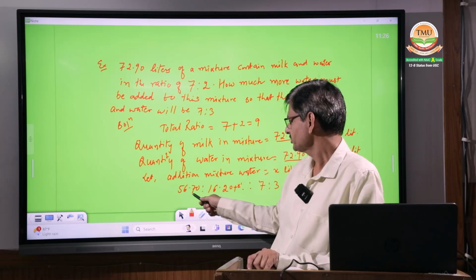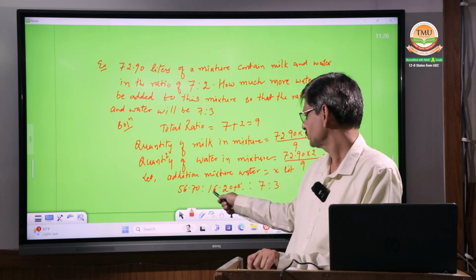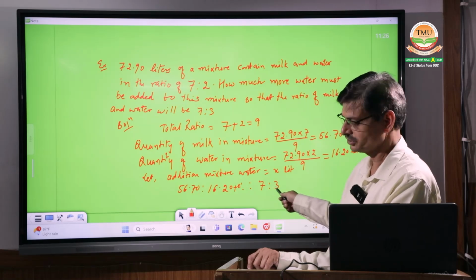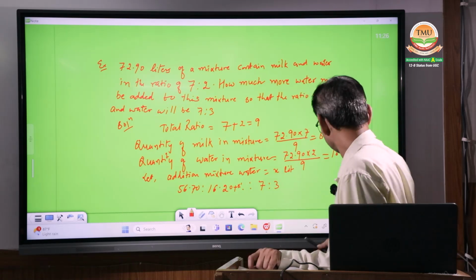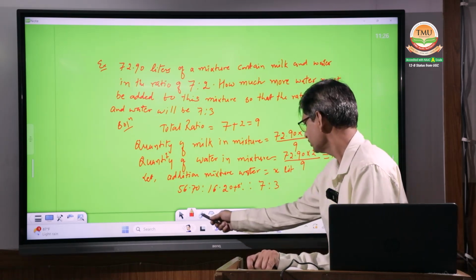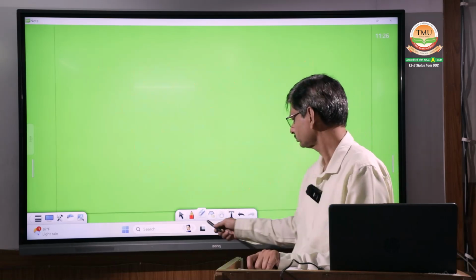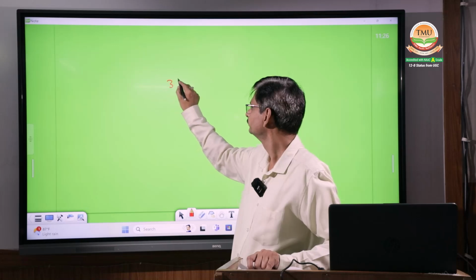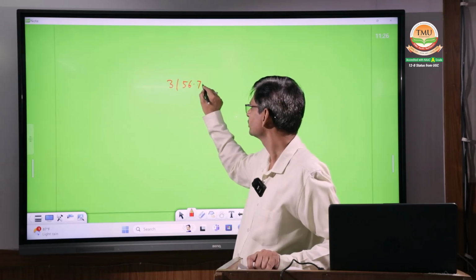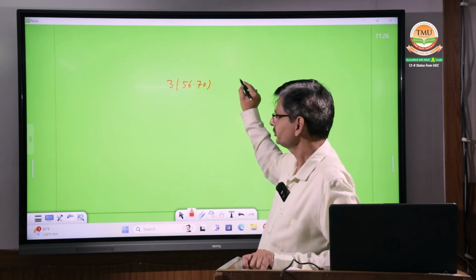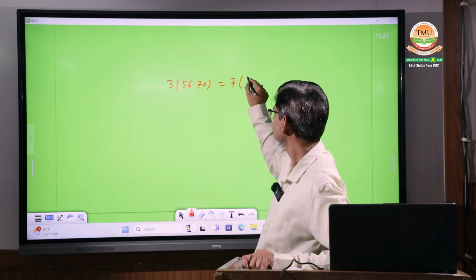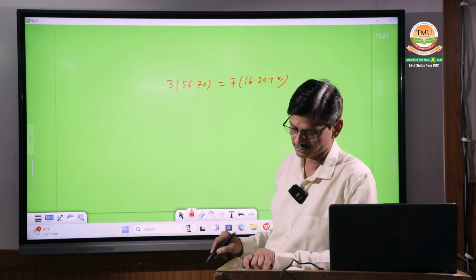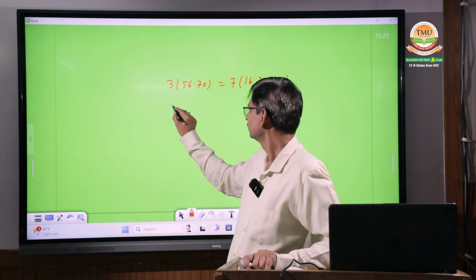Now this is 56.70 is to 16.20 plus X, in proportion 7 is to 3. This will be solved like this. That is 3 into 56.70 is equal to 7 into 16.20 plus X. Now here we can solve for X.